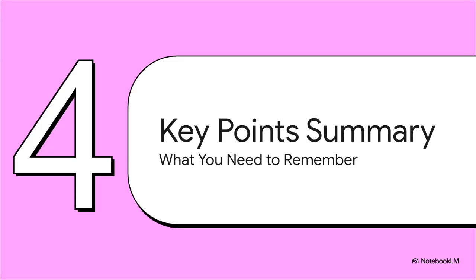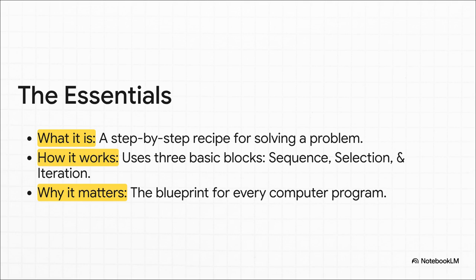All right, that was a lot to take in, I know. So let's quickly recap the most important things you need to remember from all this. So if you remember anything, remember this: an algorithm is just a recipe. It's a set of steps. Those steps are built from 3 super simple ideas: doing things in order, making choices, and repeating actions. And this basic idea is the essential blueprint behind all the software that literally shapes our world today.